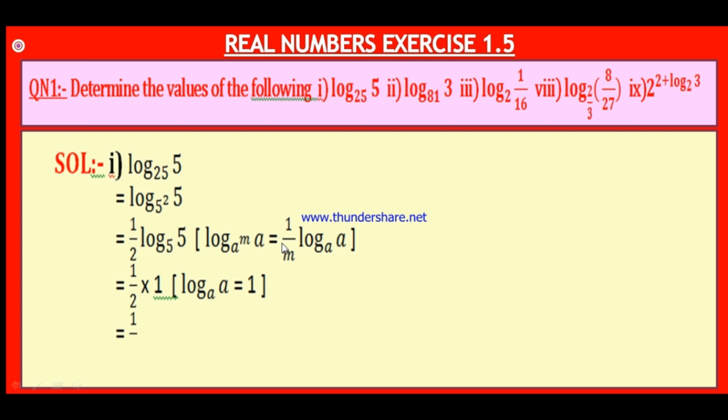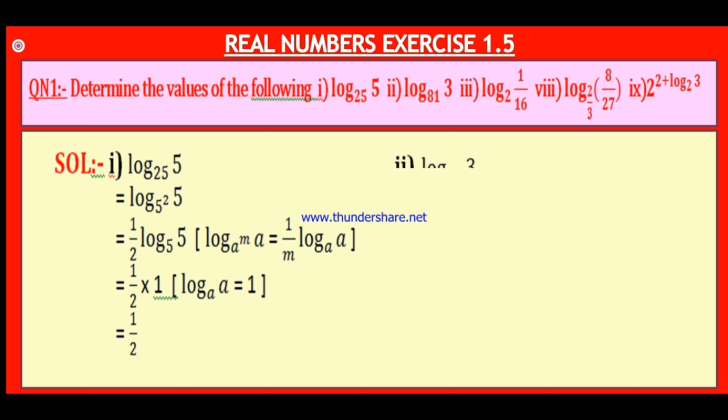If we apply this law, then you can write this as 1 by 2 log 5 to the base 5. But you know that log 5 to the base 5 value is 1, as log a to the base a is equal to 1. Therefore, this is 1 by 2 into 1 is 1 by 2. And the simplified value of log 5 to the base 25 is 1 by 2. And let us see the second bit now.